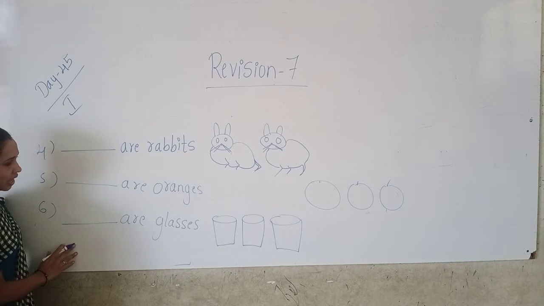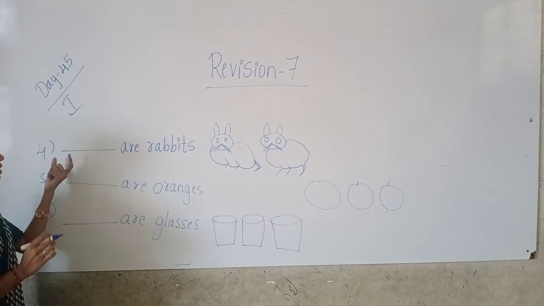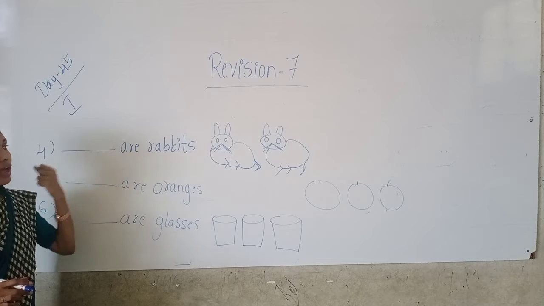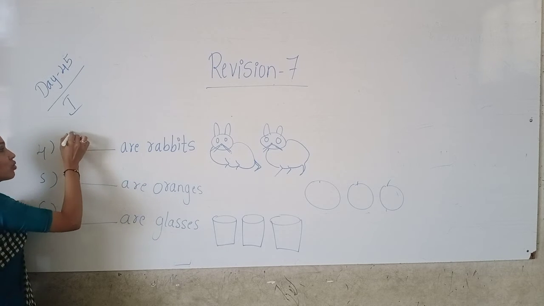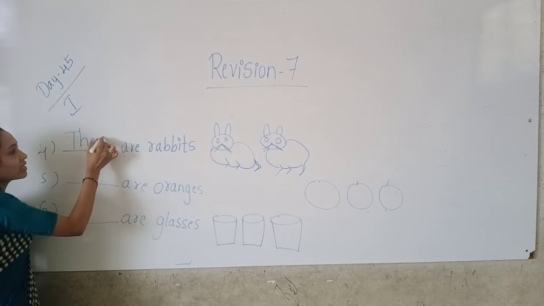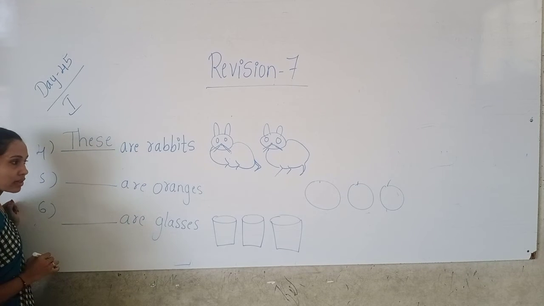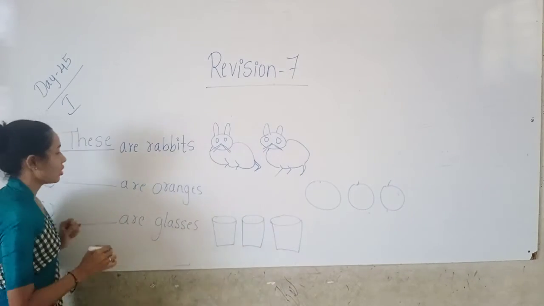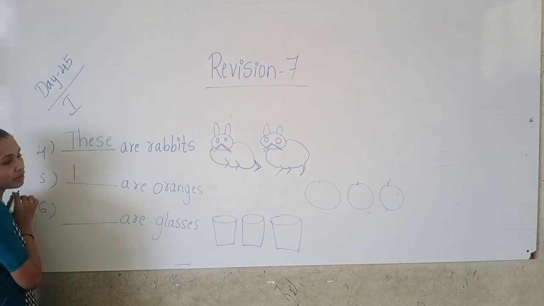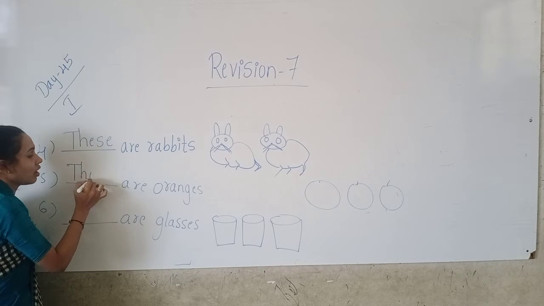Dash are glasses. Okay. So let us see fourth one. Dash are rabbits. Are these rabbits near or far, children? Yes, near. So what we should use? These are rabbits. Okay. Fifth one. Dash are oranges. So oranges are near or far, children?